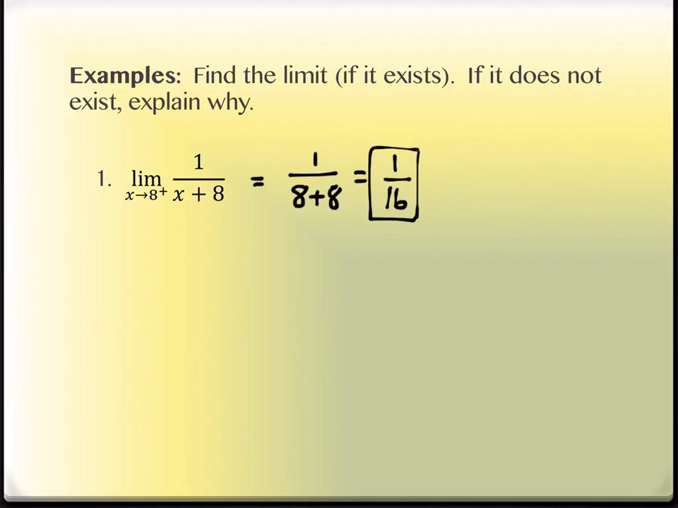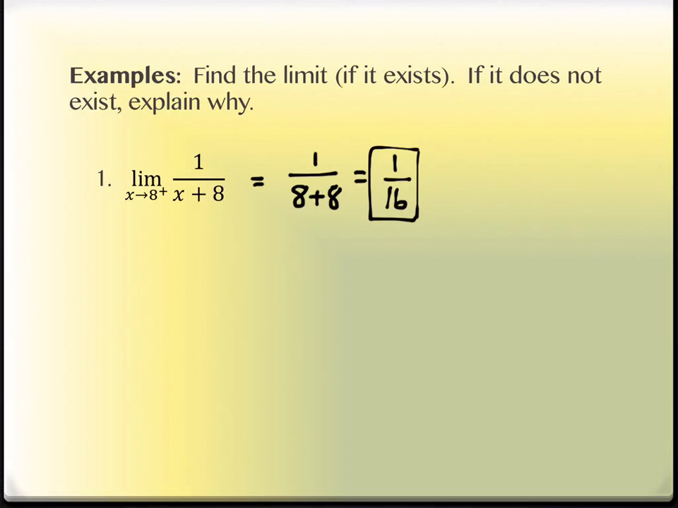It says if the limit does not exist, we have to explain why. So as you're looking at this particular function, 1 over x plus 8, is there a value that would cause a problem for us? What would it be? Negative 8 would cause a problem. If we were told to find the limit as x approaches negative 8, that would cause a problem. So if this problem actually said that, we would have to do the explain why bit. What would be the reason why this limit would not exist if we did it for x approaching negative 8?